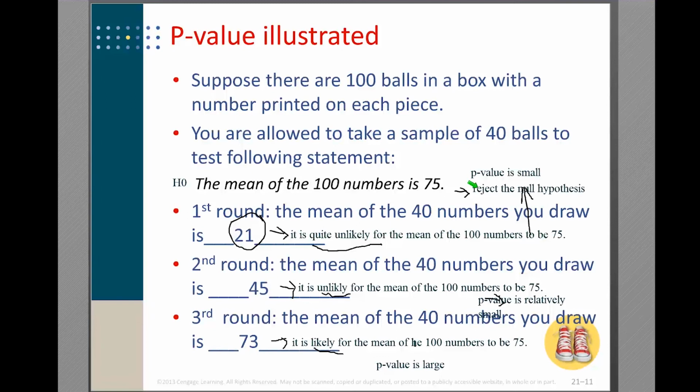Or in other words, when the p-value is small, we can safely say that this null hypothesis, this statement, is unlikely to be true, right? If the null hypothesis is unlikely to be true, then we can reject it. That's the idea. Now, for this one, when p-value is large, that corresponds to a situation where we have a relatively large sample mean, and we say it's likely for this null hypothesis to be true, and this is the scenario where we will not reject the null hypothesis. Or, in other words, we fail to reject the null hypothesis.